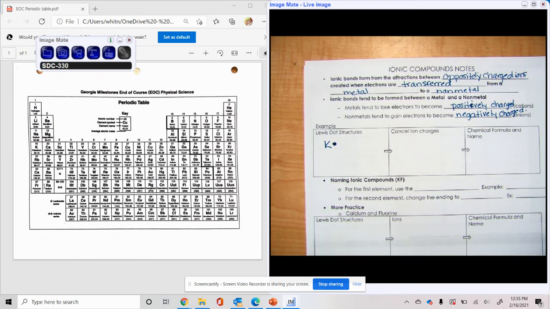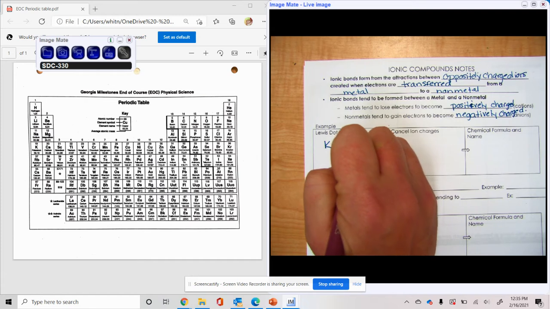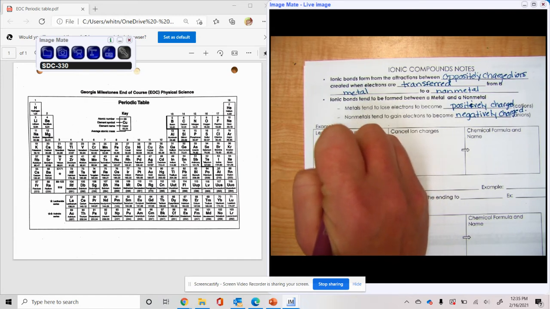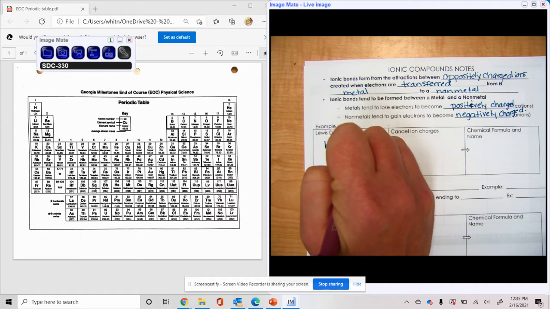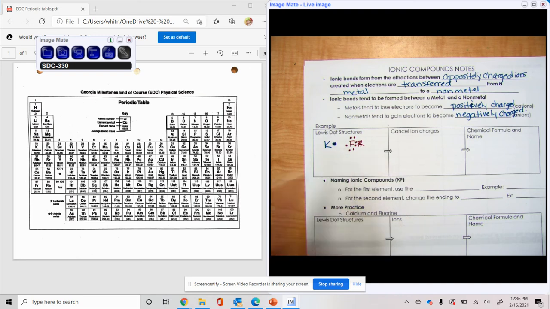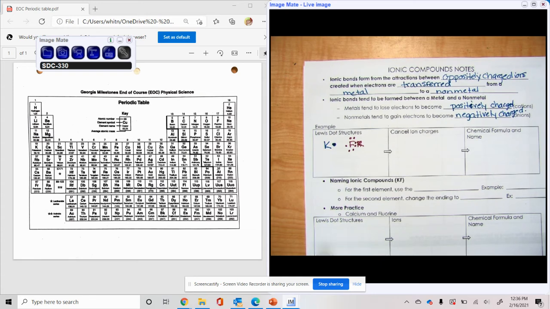Okay. Find fluorine. Fluorine is over here. So fluorine has 7 valence electrons because it is in the 17th column. So I'm going to draw the symbol, F. 1, 2, 3, 4, 5, 6, 7. And so are either one of these full? That's the first thing you need to ask yourself. Okay. No, they're not full.